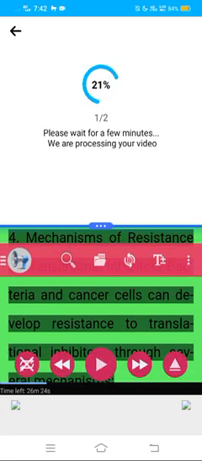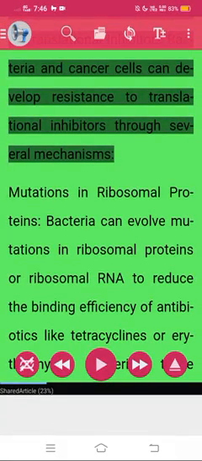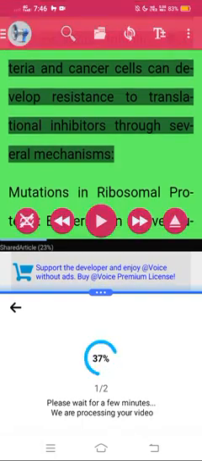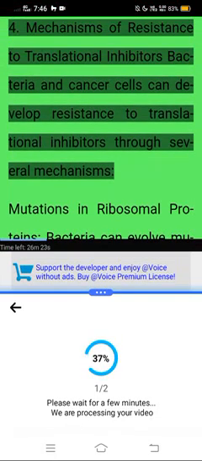4. Mechanisms of resistance. Mechanisms of resistance to translational inhibitors. Bacteria and cancer cells can develop resistance to translational inhibitors through several mechanisms.